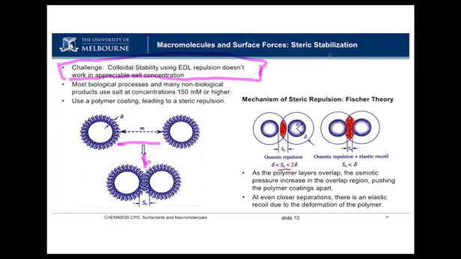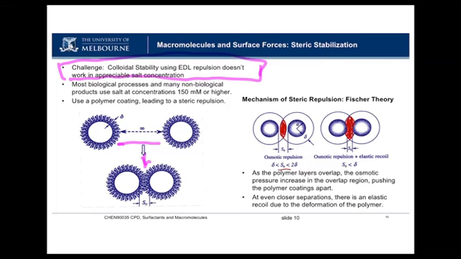So as the polymers overlap, the osmotic pressure increases, pushing the polymer coatings apart. At closer separations, you get an elastic recoil due to the deformation of the polymer. You're starting to bend the polymer chains, they're bumping into each other, and energetically, this is unfavorable. And so there's this very strong restoring force to remove the polymer.